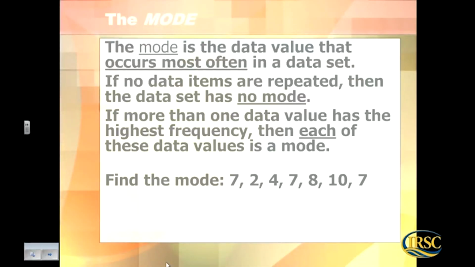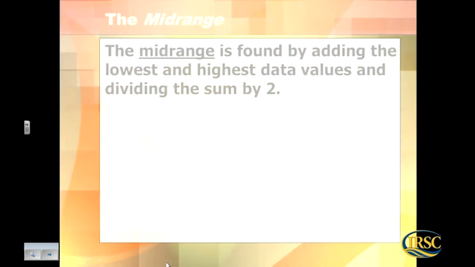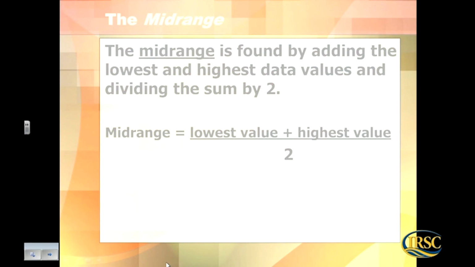And then the last one is the mid-range. The mid-range is found by adding the lowest and the highest data values and dividing by 2. If you don't have your handout, you really just need to write down the formula: the lowest value plus the highest value, divided by 2. The example could be the frequency distribution of rolling the die. The lowest value is a 1. The highest value is a 6. So 1 plus 6 is 7, divided by 2 is 3.5.